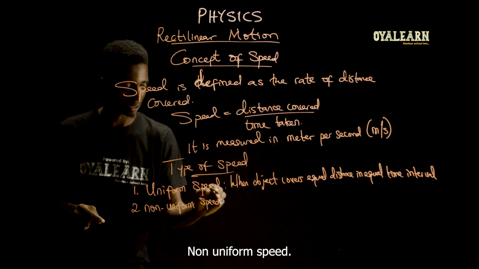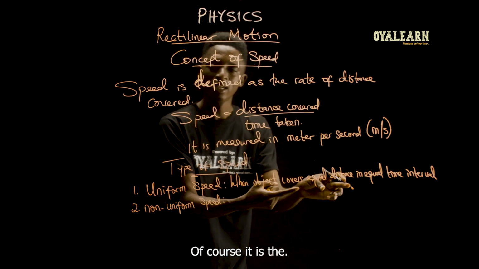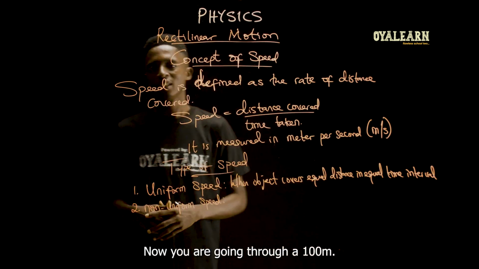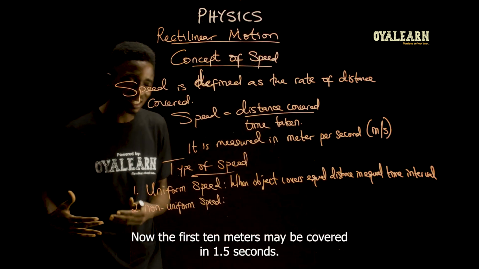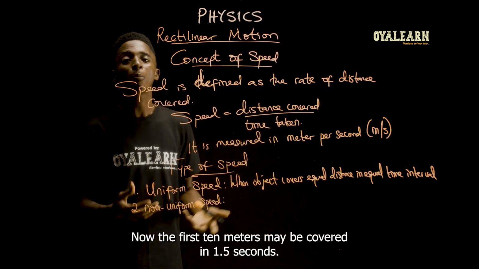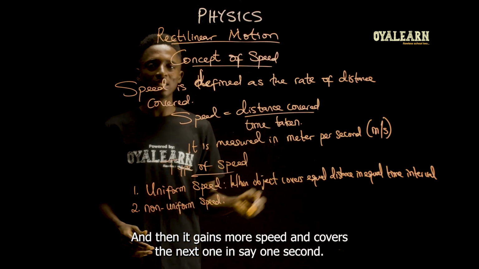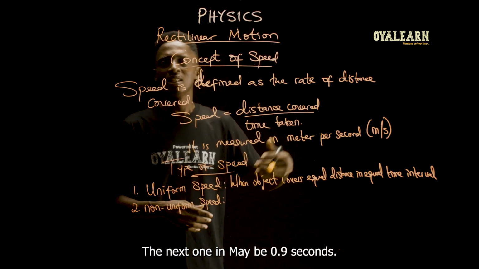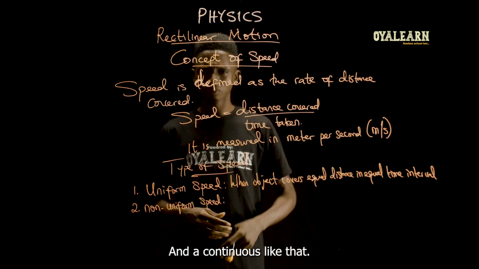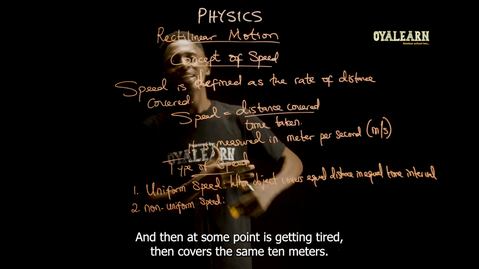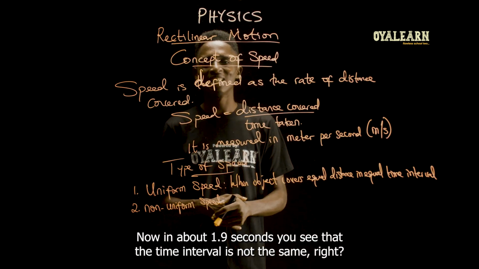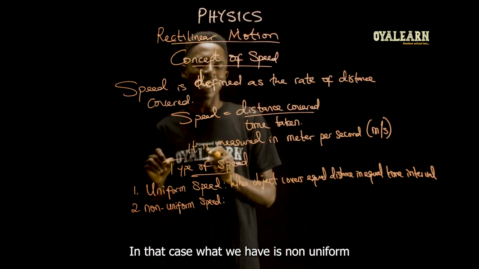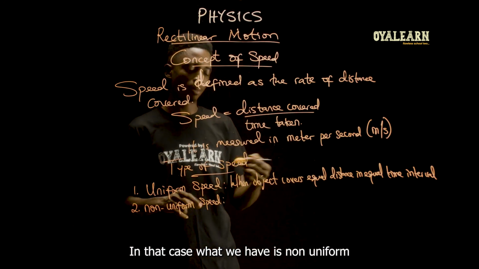Non-uniform speed. Of course, it is the inverse of this. It is when you do not cover equal distance in equal time interval. Now you are going through 100 meters. The first 10 meters may be covered in 1.5 seconds. And then it gains more speed and covers the next one in say 1 second. The next one in maybe 0.9 seconds. And it continues like that. And then at some point, it's getting tired, then covers the same 10 meters in about 1.9 seconds. You see that the time interval is not the same, right? In that case, what we have is non-uniform speed.